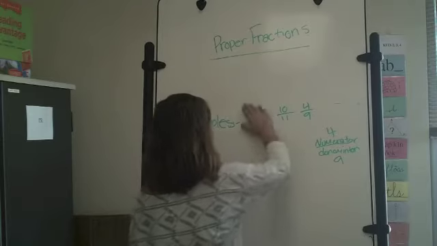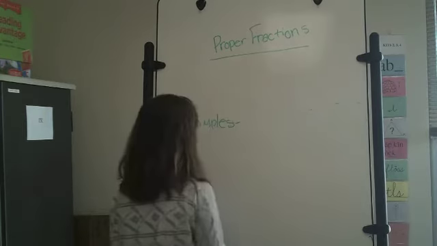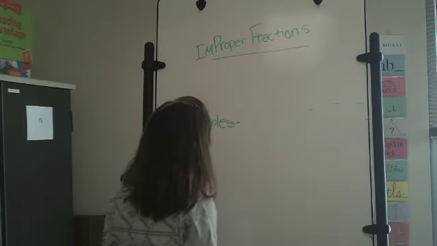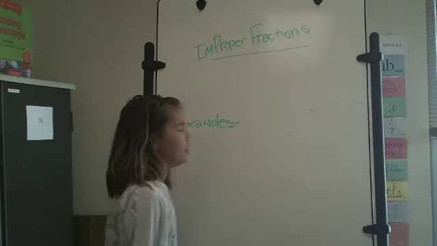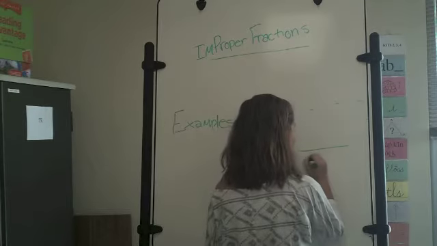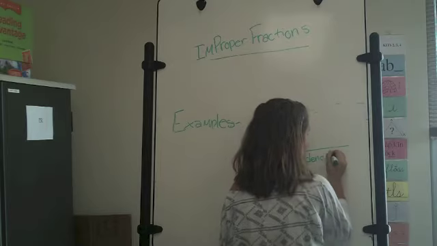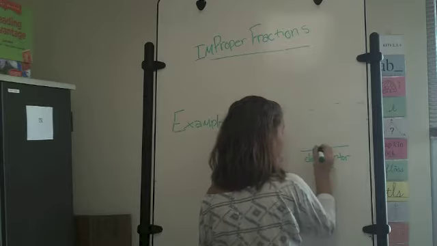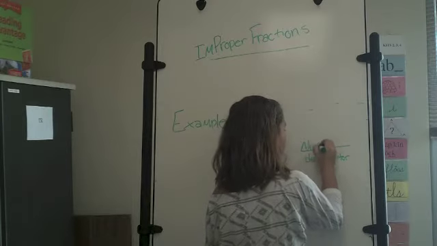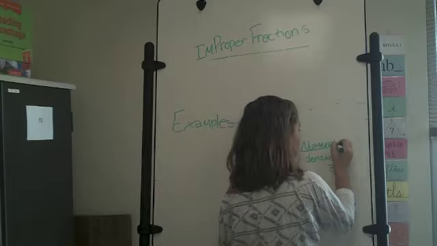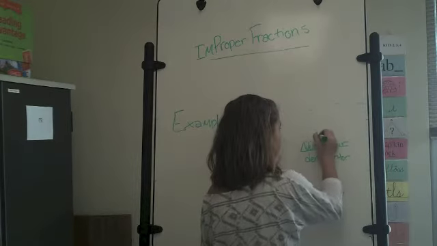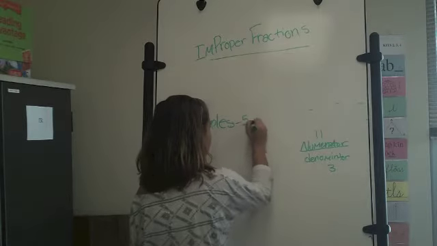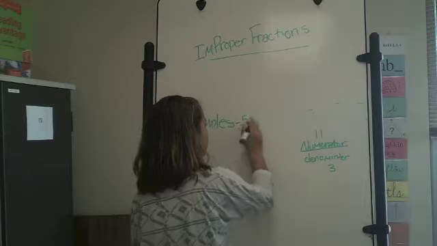An improper fraction is where the denominator is smaller than the numerator. So some examples would be 5/4 or 5/3.